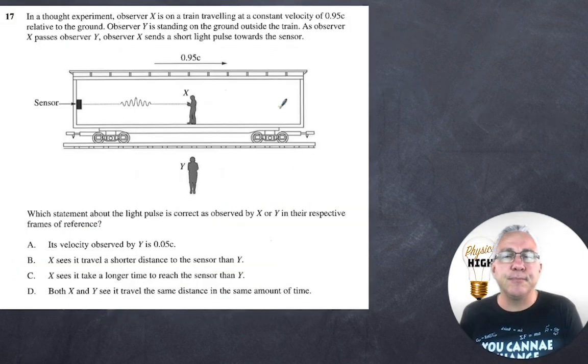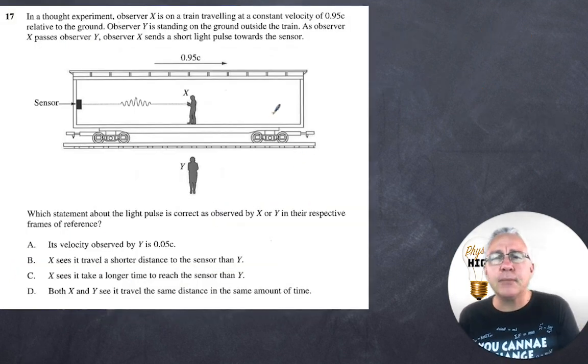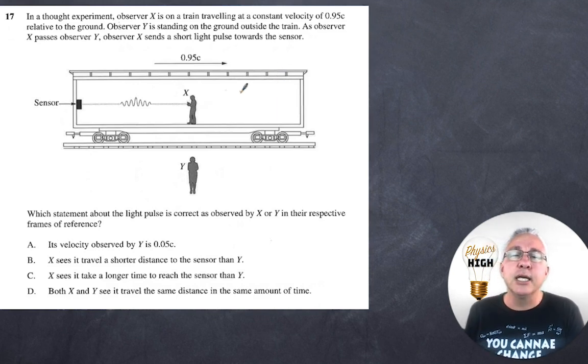Question 17. This is Module 7 again, and Module 7 deals in this case with the understanding of the relativity related to light. So we have a thought experiment. Observer X is on a train traveling at a value of 0.95 C relative to the ground, and observer Y is standing on the side here. As observer X passes Y, observer X sends a short light pulse towards the center.